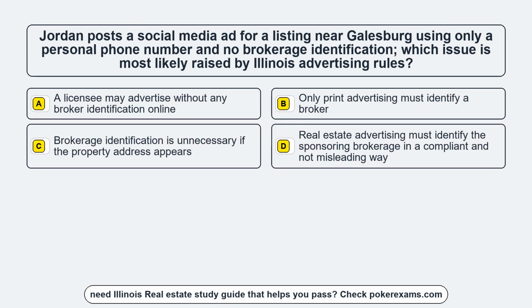Question 16. Jordan posts a social media ad for a listing near Galesburg using only a personal phone number and no brokerage identification. Which issue is most likely raised by Illinois advertising rules? Option A. A licensee may advertise without any broker identification online. Option B. Only print advertising must identify a broker. Option C. Brokerage identification is unnecessary if the property address appears. Option D. Real estate advertising must identify the sponsoring brokerage in a compliant and not misleading way.